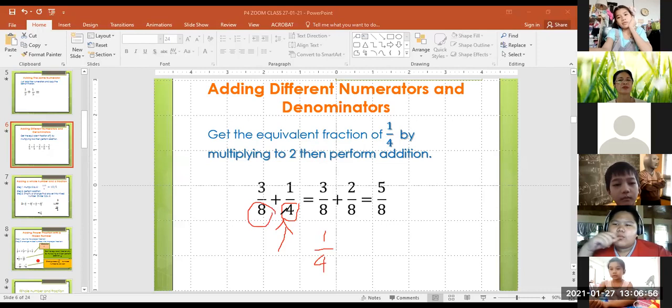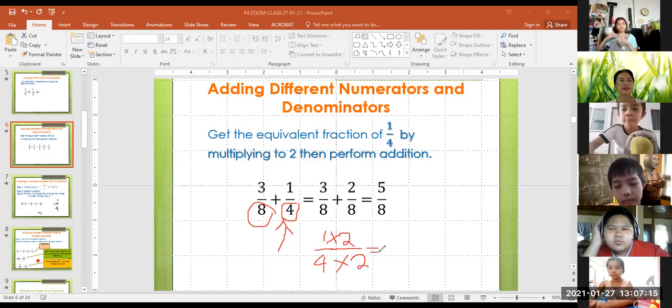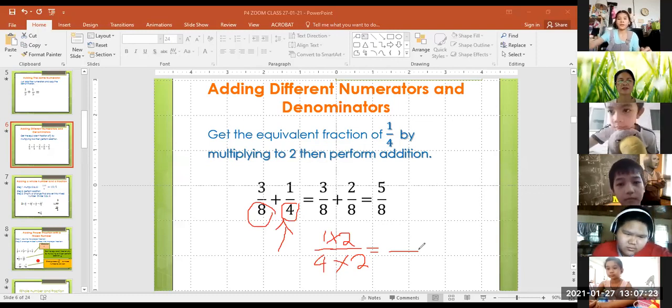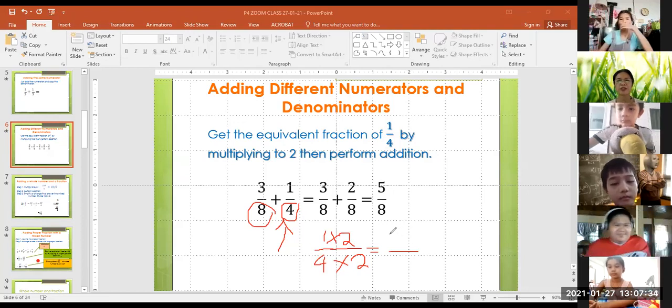So we're going to multiply 1 times 2, right? Are you listening? And 4, you will also have to multiply by 2. So what do you get? What is the answer? 2/8. Yes, very good. Exactly. Very good. Yes, the answer would be 2/8.